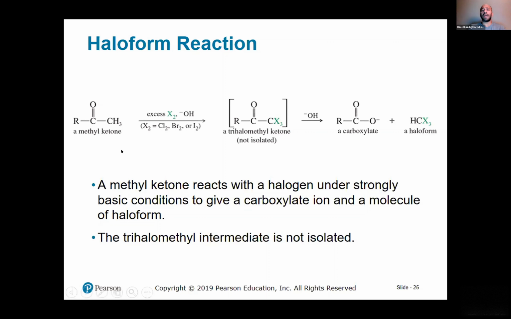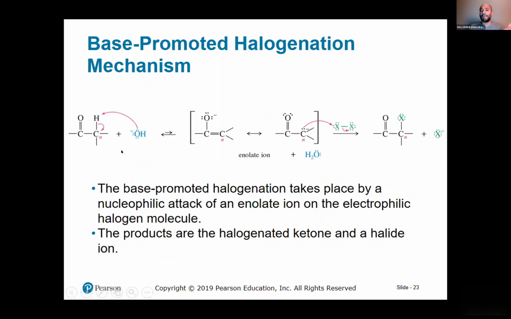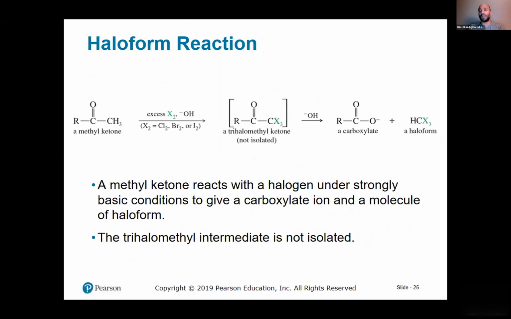Here's the haloform reaction. That's based on the same alpha halogenation that we looked at. The haloform reaction is a qualitative test that we use for methyl ketones. What does a methyl ketone mean? Methyl ketone, when you have a carbonyl attached to a CH3. And when you have that, the haloform test becomes a qualitative test to confirm whether we have the methyl ketone or not.